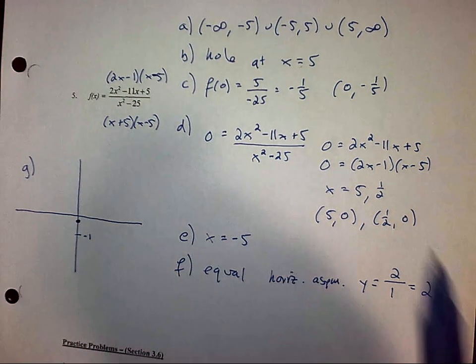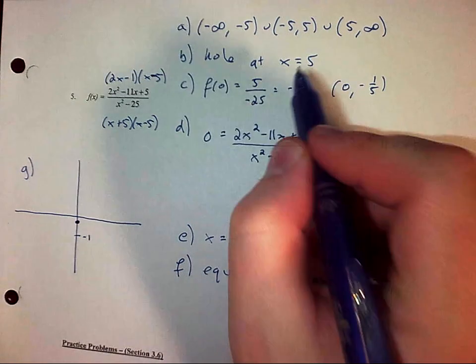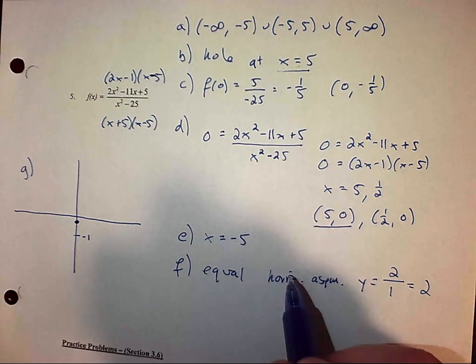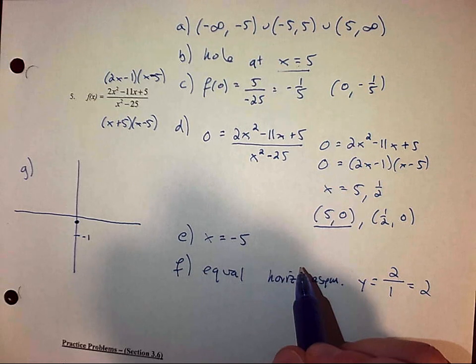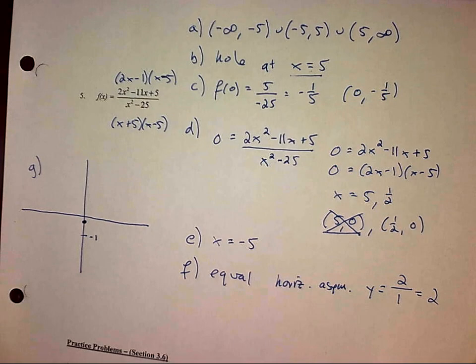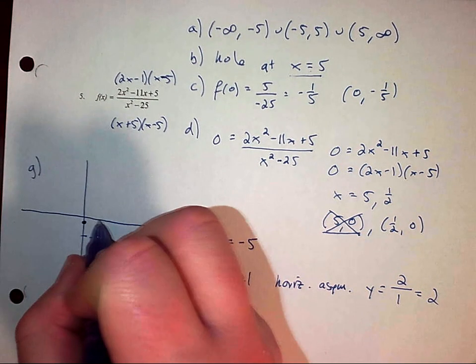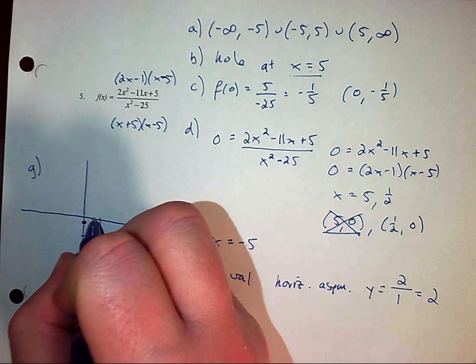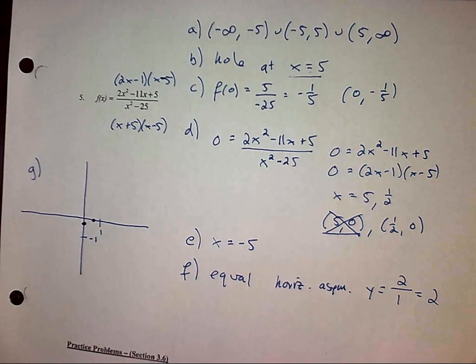Oh, I see here I missed something then, right, when I said this. Here we have a hole at x is equal to 5, so we never reach that point. So therefore this right here is not an x-intercept. We only have one x-intercept, which is that x is equal to 1/2. So when x is equal to 1/2, it looks something like this spot right here.